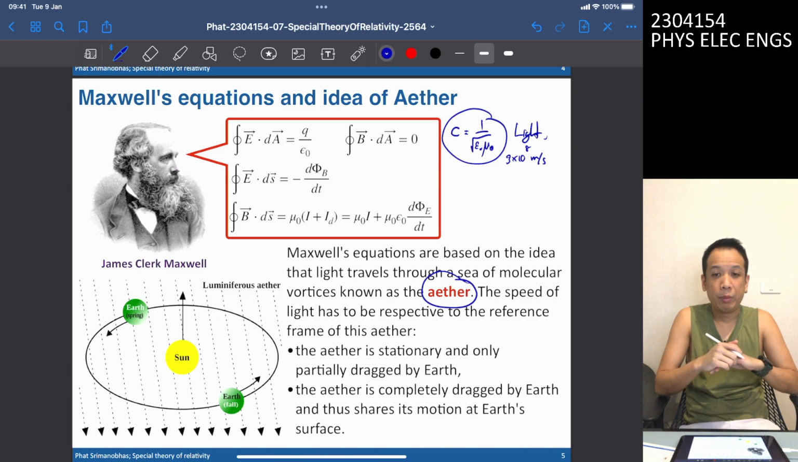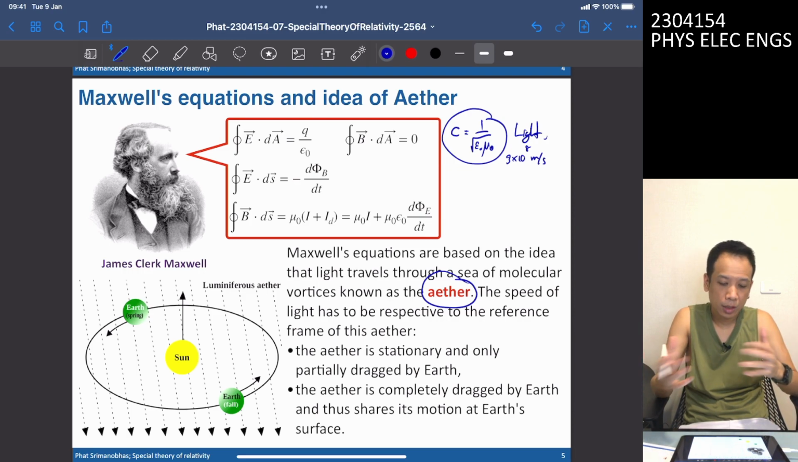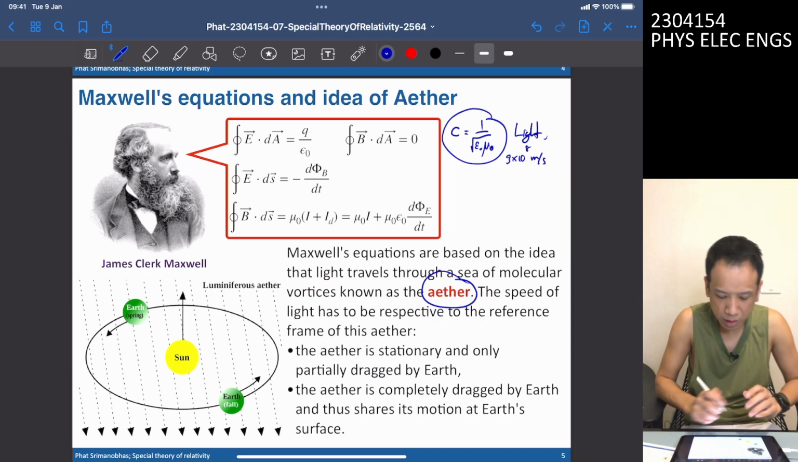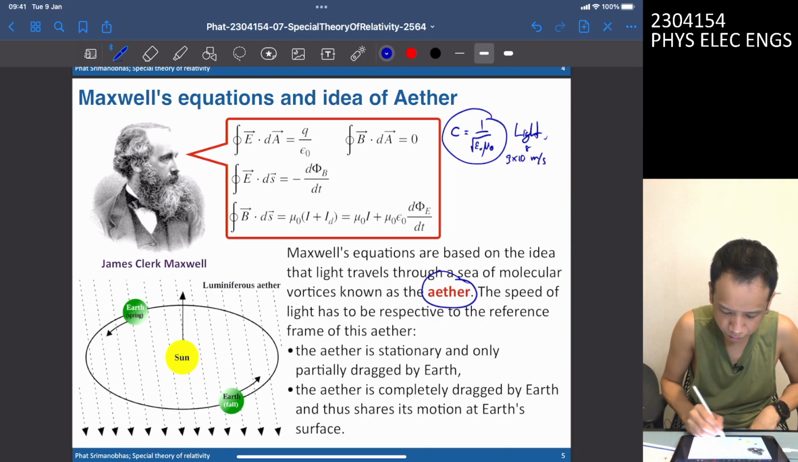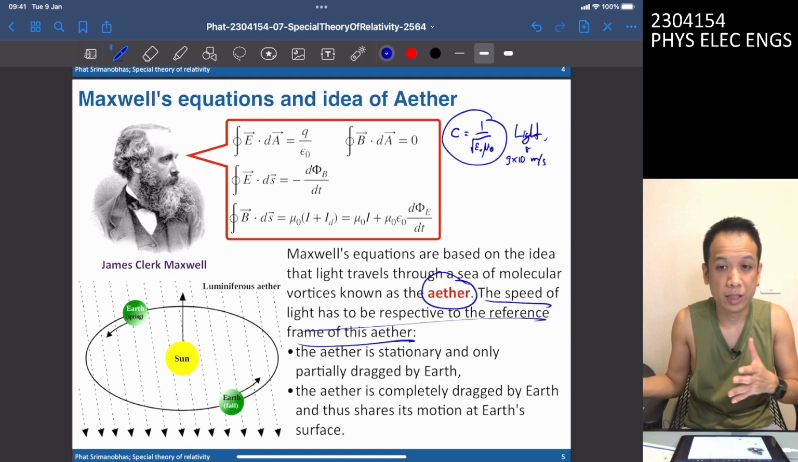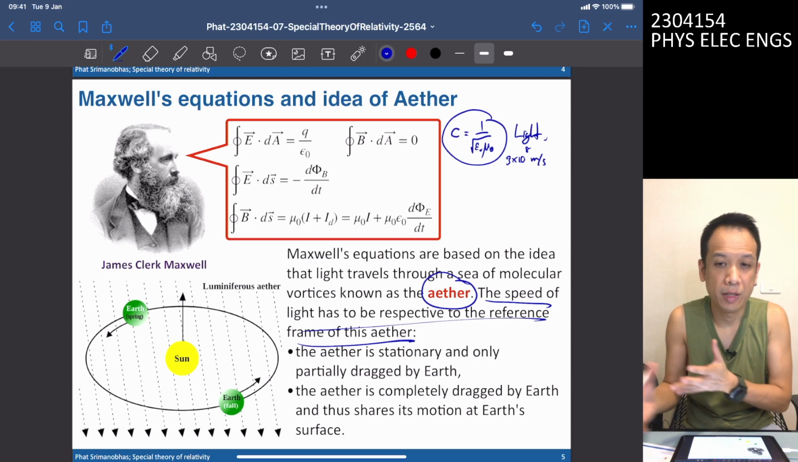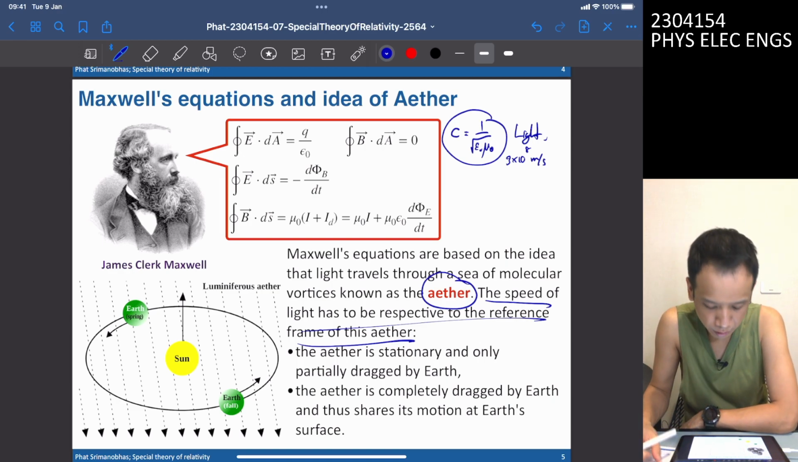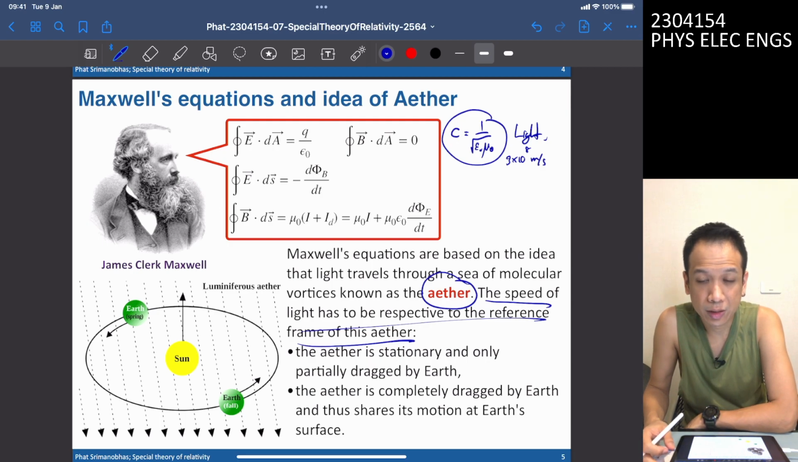And then if we remember, when we talked about the Doppler effect, there is a change of the velocities. There's a relative velocity when the medium moves. So light should be the same. So the speed of light has to be with respect to the frame of reference of the ether. When the ether moves in a different direction, the speed of light should change.